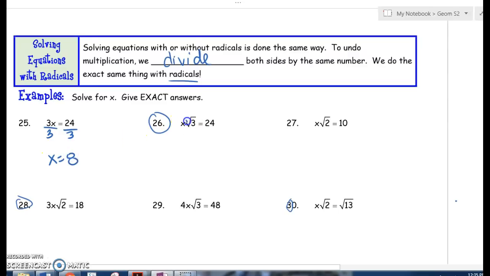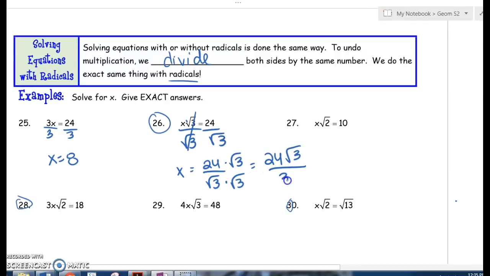If you have x times root 3, to get rid of the root 3, you divide both sides by root 3. And so the root 3's on the left cancel, and on the right you're left with 24 over root 3. And then it's exactly like the problems we just did. You've got to rationalize the denominator. You have 24 root 3 on top and 3 on the bottom, and then you can reduce the 24 and the 3 on the bottom. 24 divided by 3 is 8 root 3. So x is going to equal 8 root 3.